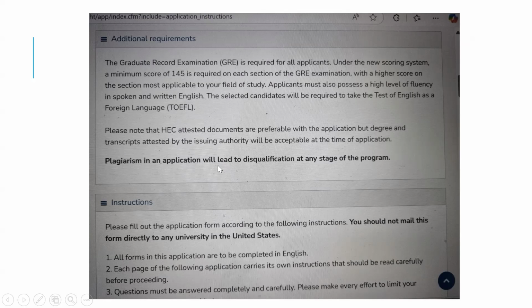Plagiarism in an application will lead to disqualification at any stage of the program. So do not copy, do not plagiarize, do not use ChatGPT when you're writing your essays.